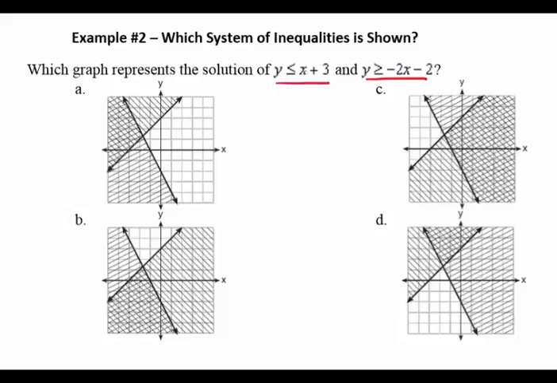The next thing I would do is individually start graphing. So this first one, y-intercept of 3, and so let's start at 3. 1, 2, 3, right there.